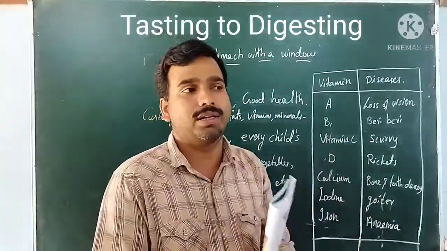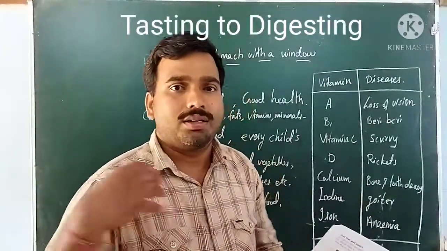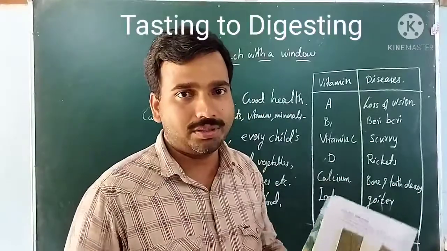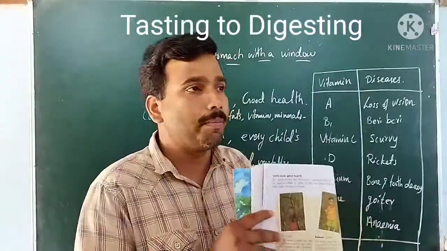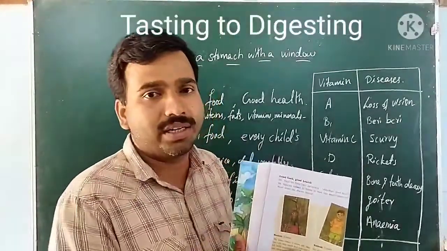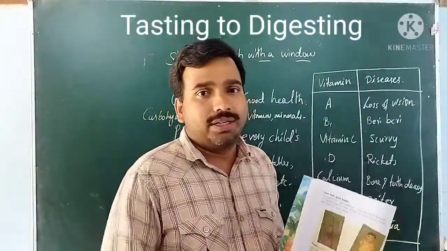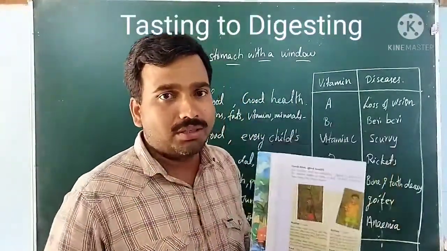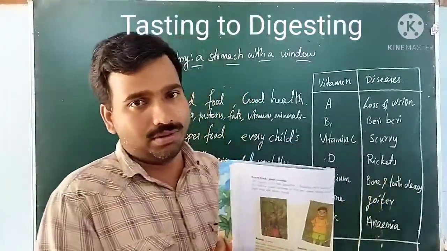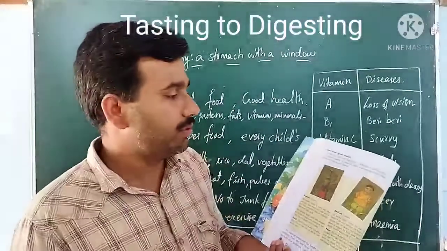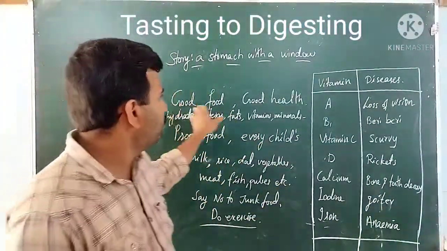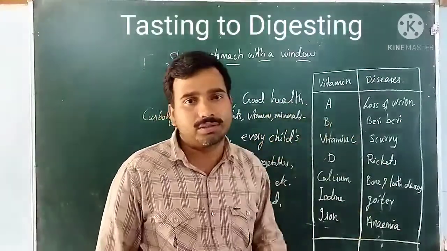The stomach not only secretes this kind of secretion so that digestion can happen, there also occurs a movement called peristaltic movement, in which the muscles present in the stomach churn the food and mix the food properly. And the next topic is good food, good health.